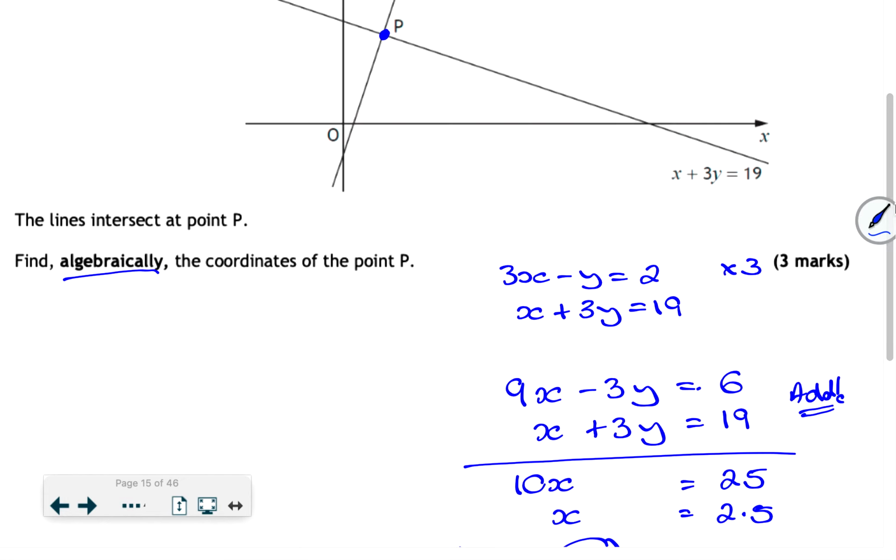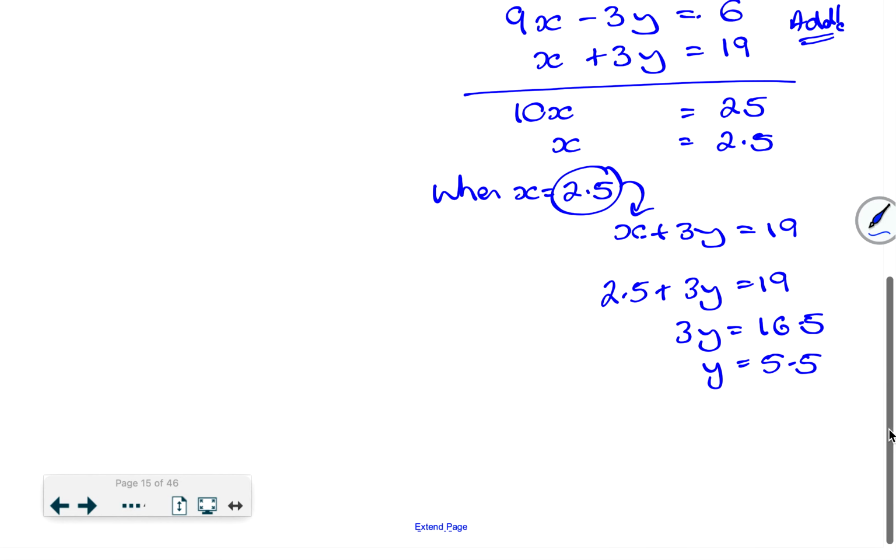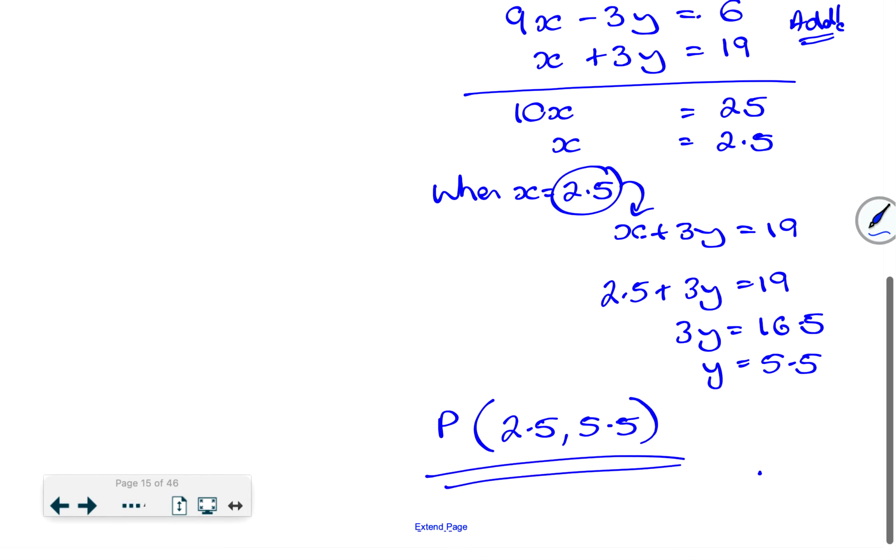Let's look at the context of the question. The question is asking for the coordinates of P. Okay, so this time it's not looking for x is 2.5 and y is 5.5, it wants us to say that P is the coordinate 2.5, comma 5.5. And that is the end of simultaneous equations.